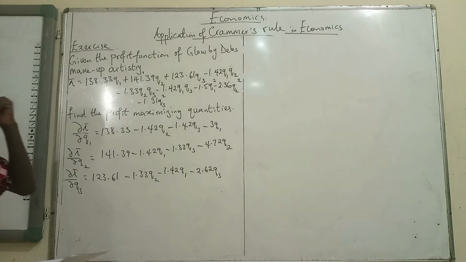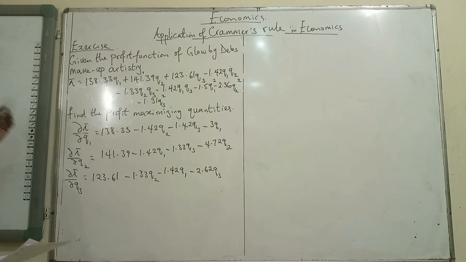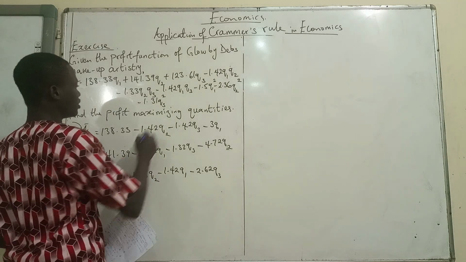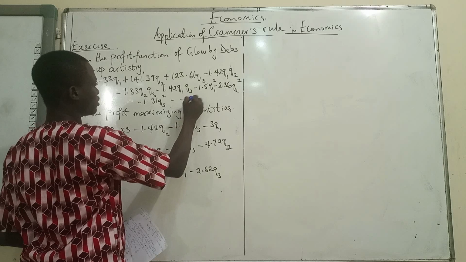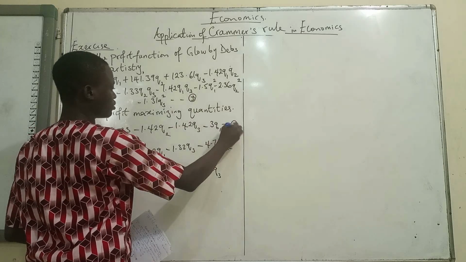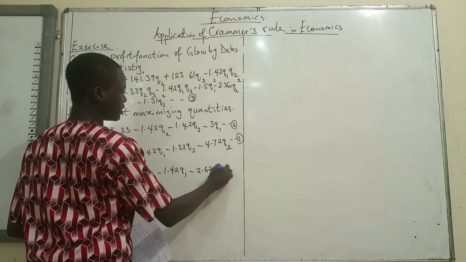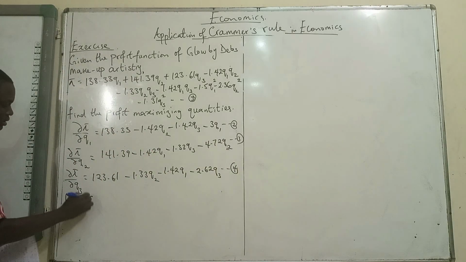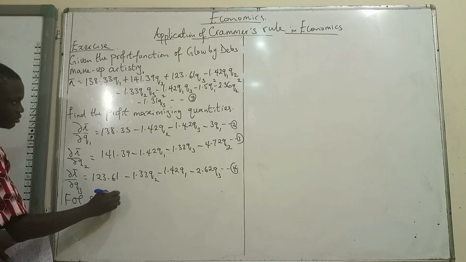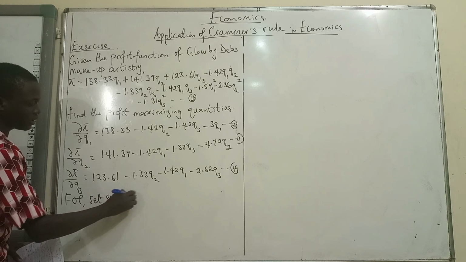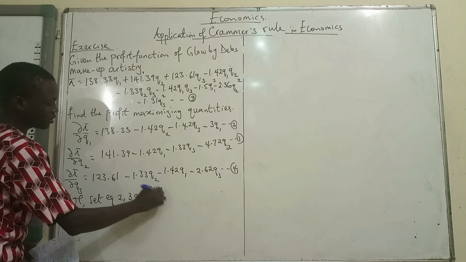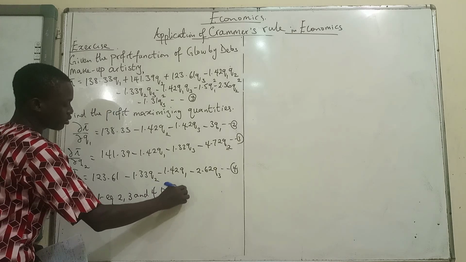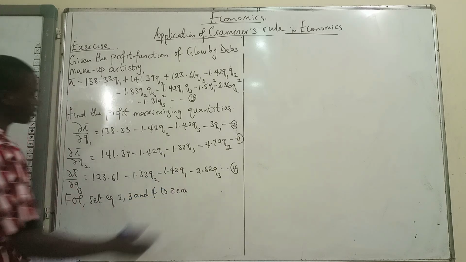So the first order condition is that we should equate the profit, the Q1, the profit, the Q2, and the profit, the Q3 to 0. That's the first order condition. So here we call all of this equation 1. So this is equation 2, equation 3, and equation 4. So first order condition says, set equations 2, 3, and 4 to 0.